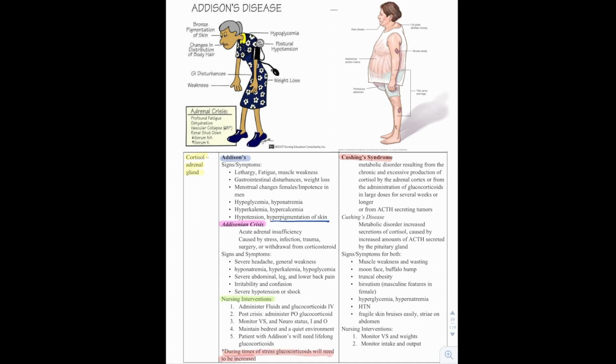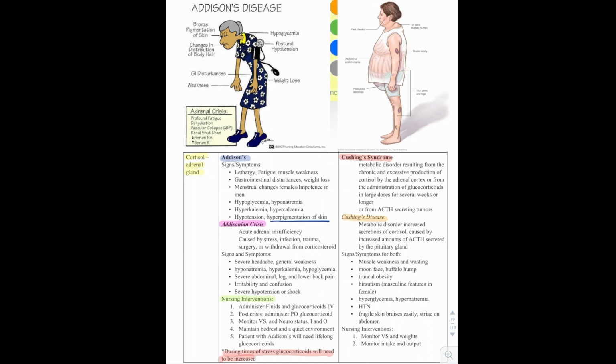Then let's talk about Cushing's syndrome. So again, this is when we have a high level of cortisol. This is a metabolic disorder resulting from chronic and excessive production of cortisol from the adrenal cortex, or from the administration of glucocorticoids in a large dose for several weeks or longer, or from ACTH-secreting tumors. So Cushing's disease is a metabolic disorder with increased secretions of cortisol caused by increased amounts of ACTH secreted by the pituitary gland.